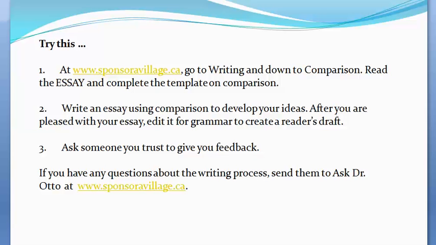Try this. At sponsorvillage.ca, go to Writing and down to Comparison. Read the essay and complete the template on comparison. Write an essay using comparison to develop your ideas. After you are pleased with your essay, edit it for grammar to create a reader's draft. Ask someone you trust to give you feedback.